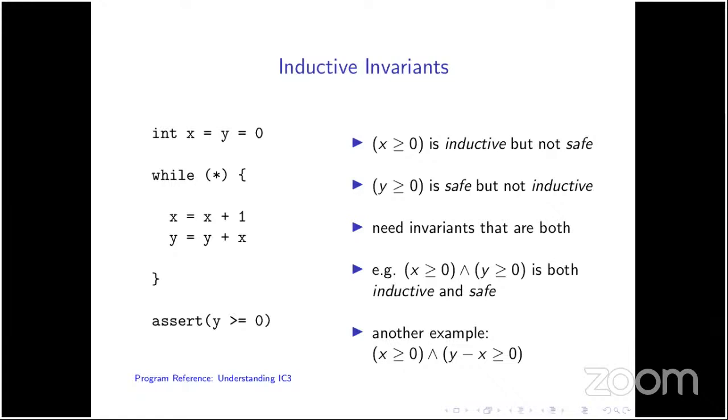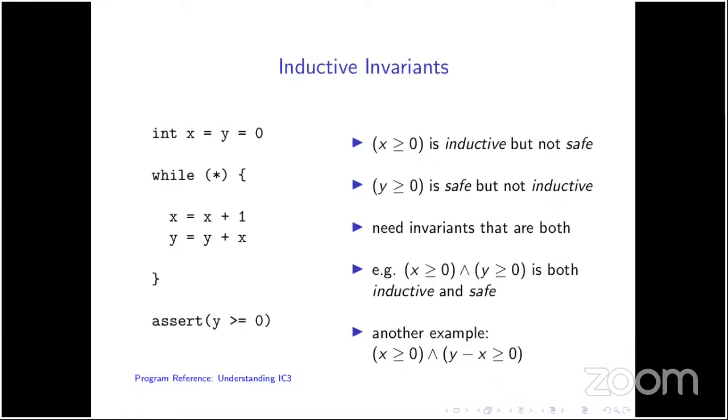Okay, but this conjunction, which is certainly inductive, is also safe. It tells you that if you know that x and y are both greater than or equal to 0, then from this you can derive that y is greater than or equal to 0. It's just one of the conjuncts. Of course, this is not the only example. There are other examples of invariants which are inductive as well as safe.